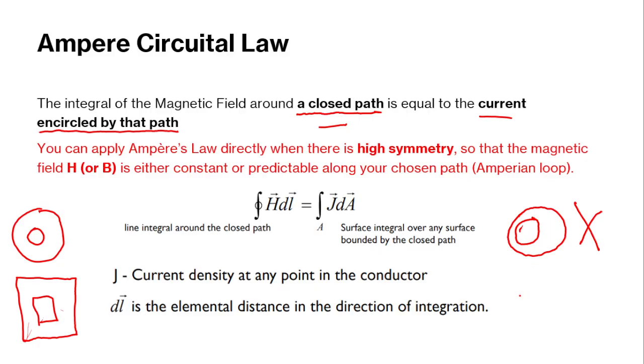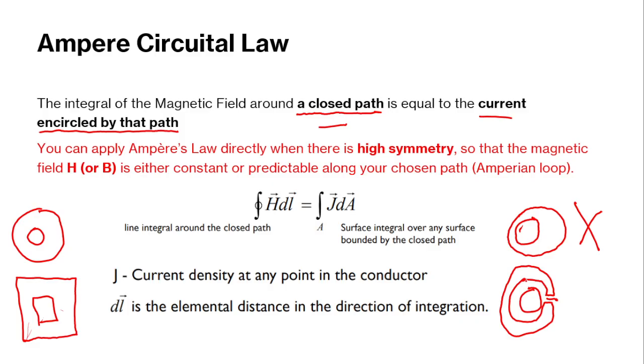Another place where you can't use this is if you have an air gap. Anyway, I can't draw that well, but okay. So when you have an air gap here, you notice it doesn't have a closed path, right? When you don't have a closed path, you can't use Ampere's circuital law directly, just flat out. You have to make some changes in order to use it.